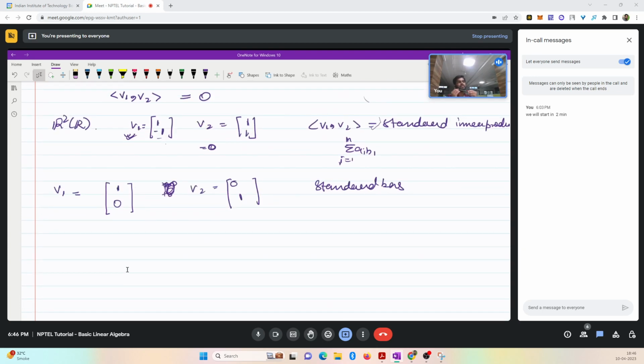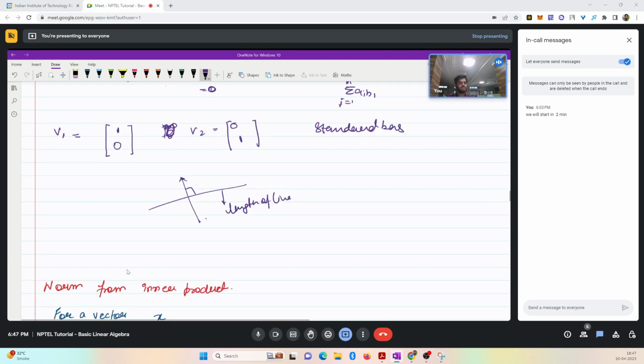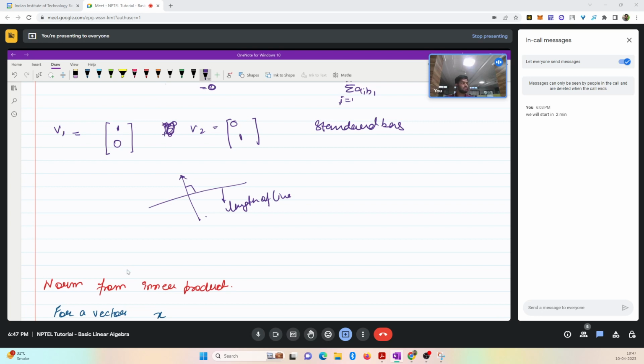Now, when we talk about geometry of any object, or let's say some lines, we generally talk about two things. Let's say you have two lines, something like this. One thing is that you talk about the angle between these two vectors, right? Another thing that you talk about is the length of the line. Now we had a notion of angle between two lines. We defined the notion of angle between lines. Now we want to generalize the notion of length of a line, or length of a vector.